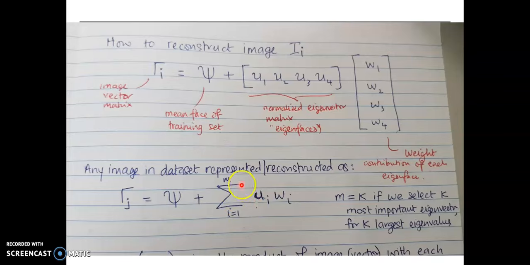Now, it's not necessary that we take all the eigenvectors, especially if you have many eigenvectors in real images. We can take the k most important eigenvectors. Usually, we select them based on the largest eigenvalues.